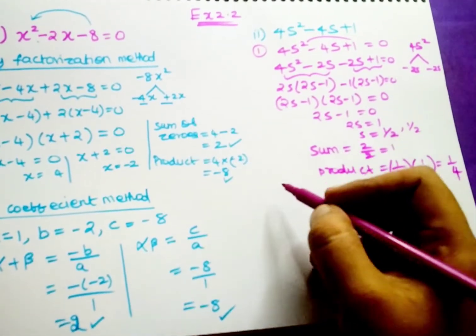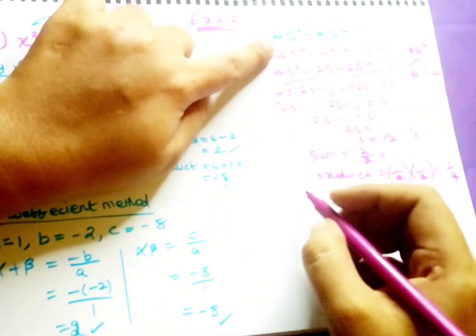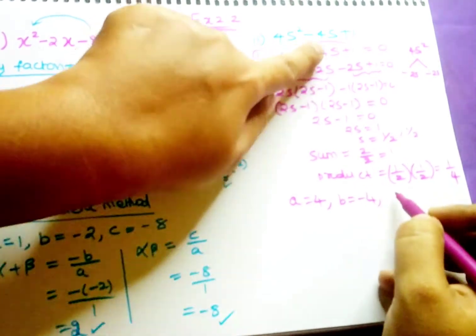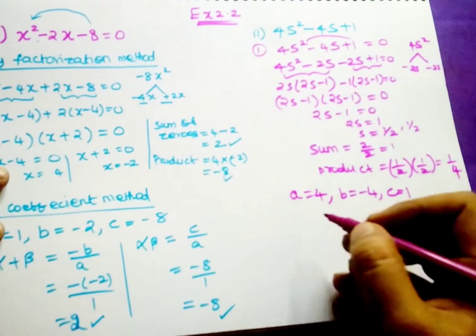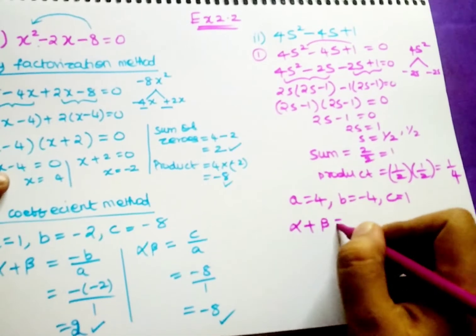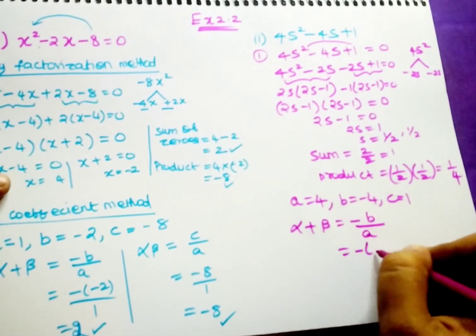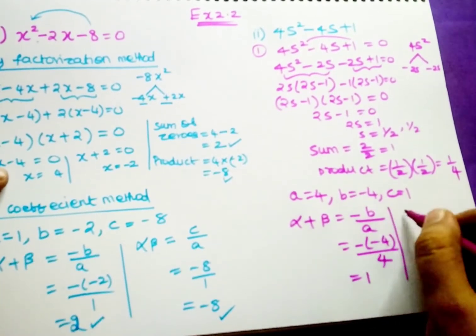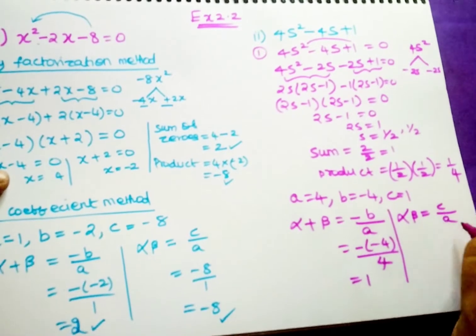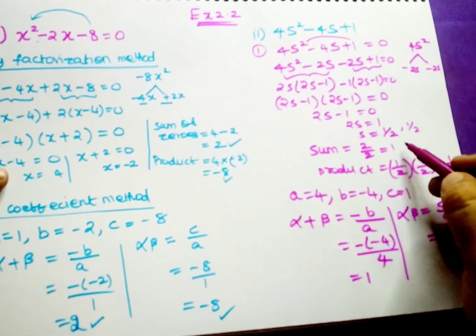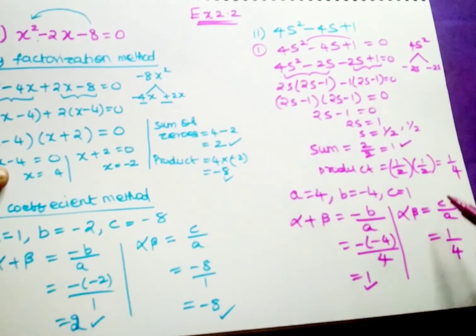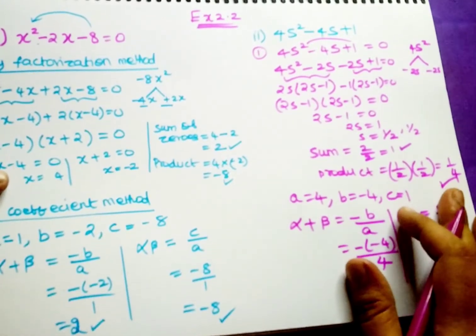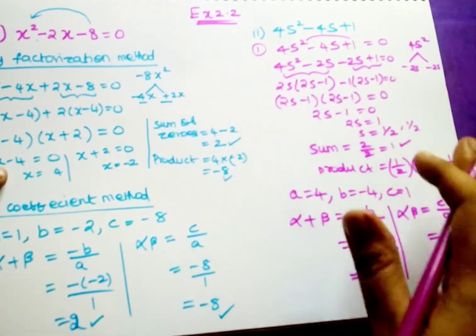And by the coefficient method, the coefficient of s square is 4, of s is minus 4, and the constant is 1. The formula for the sum is minus b by a, that is minus of minus 4 by 4, 4 gets cancelled, minus into minus is plus 1. And the product is c by a, that is 1 by 4. If you check with the values, the sum is 1 and the product is 1 by 4. They are equal. Therefore, the coefficients and the zeros are verified.